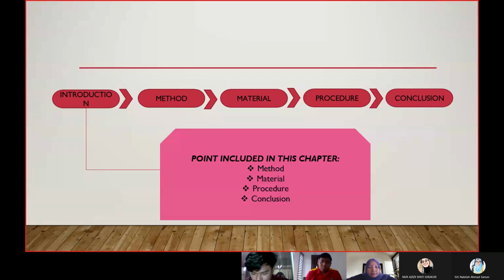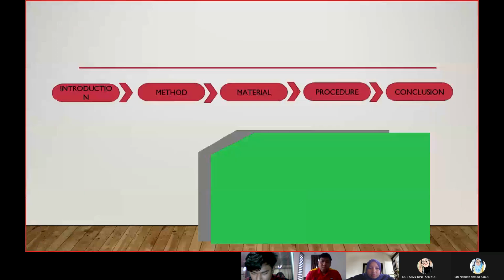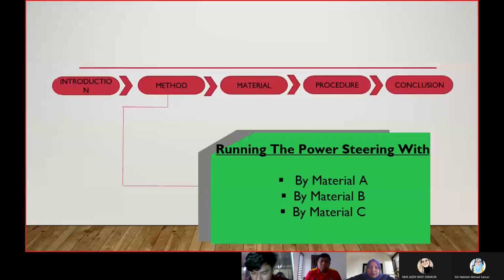Okay, next slide. So the method that we chose is by running the power steering with different kinds of materials. So the first material, as we know, is gas, dissolved gas. The next material is material B, synthetic liquid, and the next material is material C, which is liquid. Okay, move on to the next slide.